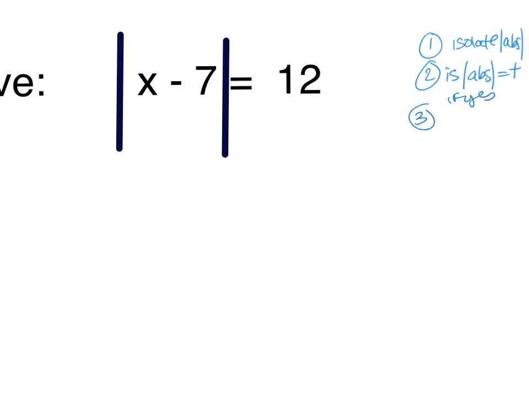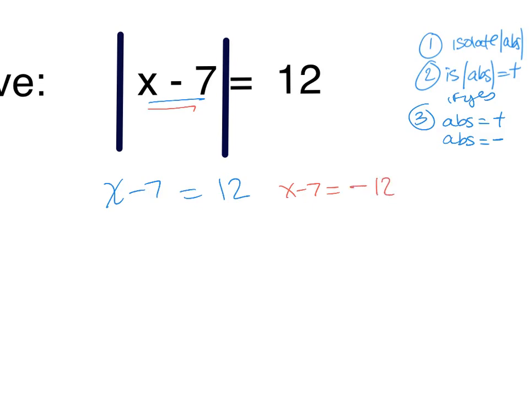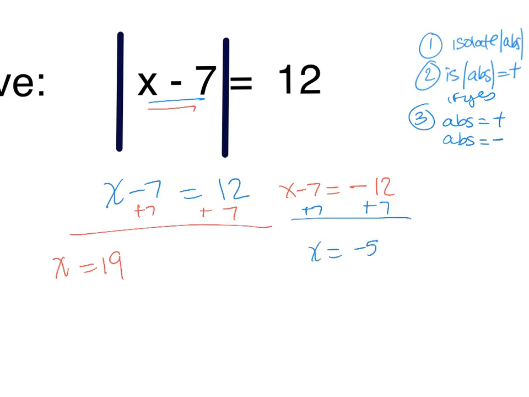Set up the absolute value as whatever's on the inside is equal to the positive, so that's x minus 7 is equal to positive 12, and the absolute value is equal to the negative. So the other part would be that x minus 7 is equal to negative 12. Solve each independently. You get that x is equal to 19 for this one. Add 7 to both sides. You get that x is equal to negative 5. Your solution is x is equal to 19 and x is negative 5.